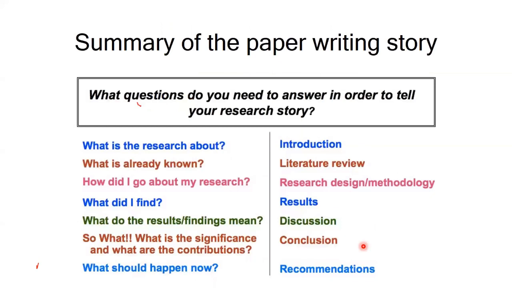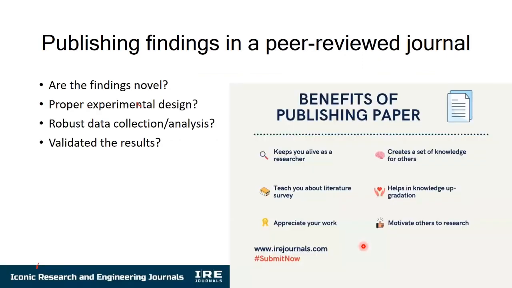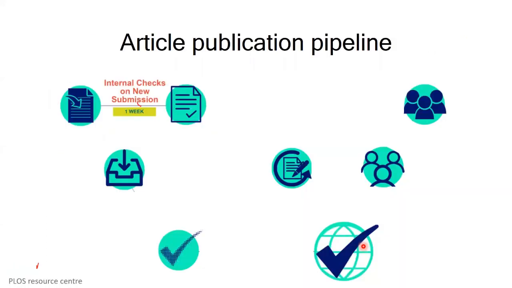Okay, so in summary, what we need to do when we are looking at the paper is to describe your research first. So you have your introduction, your literature review, the design of the research, the methodology, the results, discussions, and conclusions. Okay, I don't expect many questions here. And I will skip this slide so that we go to the publication pipeline very quickly.